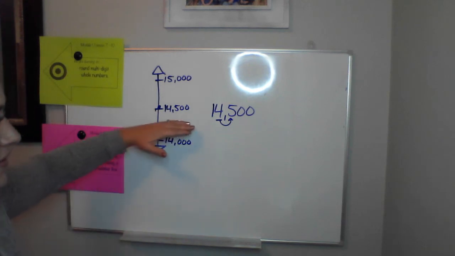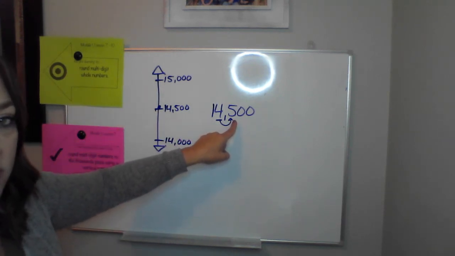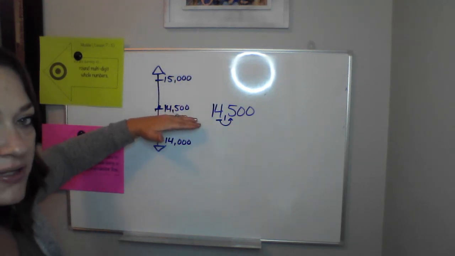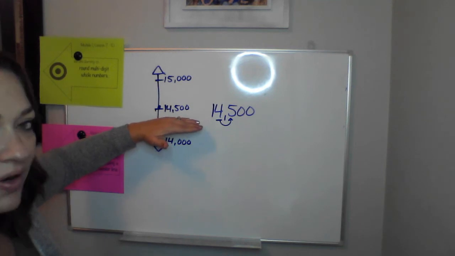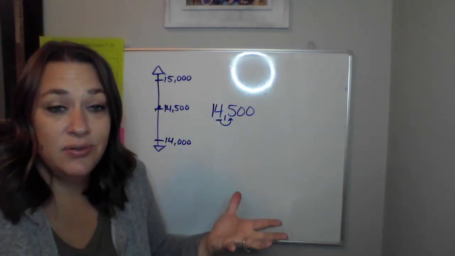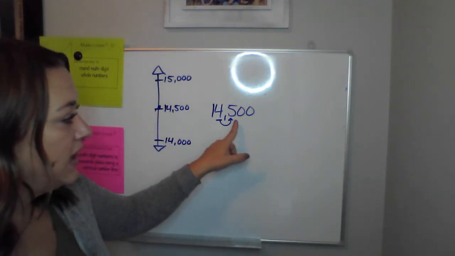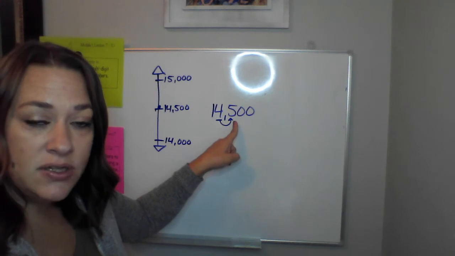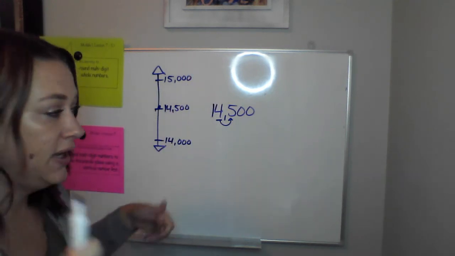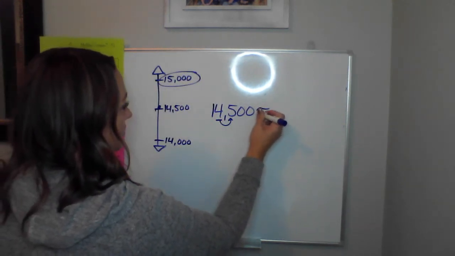So 14,500, remember I said if it's 5 or more, we round up, okay? 14,500, it's right smack dab in the middle, so that might be hard to say, well, it's in the middle. Do I round up or do I round down? Well, the rounding rule, if the number to the right of the place value you're rounding to is 5 or more, we round up, okay? So we would round this up to 15,000.